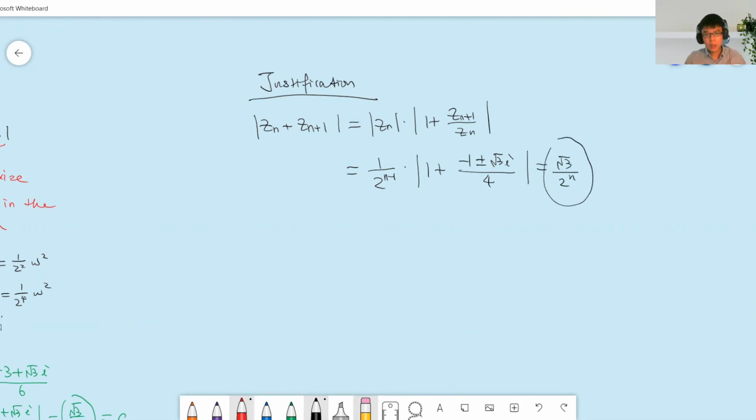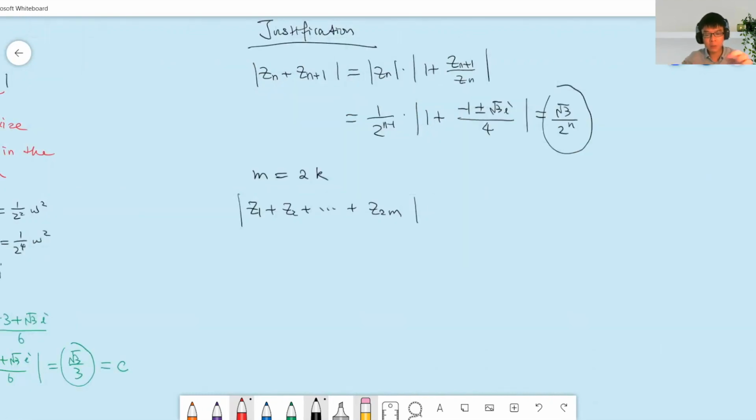So this is constant. And now we can discuss the m, because here if m equals 2k, we consider the sum of even number terms, the 2m. Because we know the modulus decreases exponentially, that means the first two terms will give us the largest modulus. We try to split these two parts, the first two terms and the later terms. The first two terms dominate the modulus. So this is larger or equal to z1 plus z2 minus the later terms.